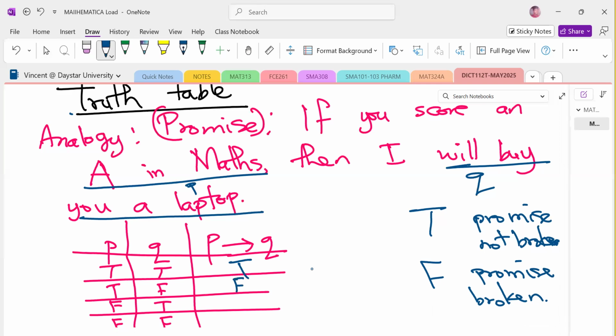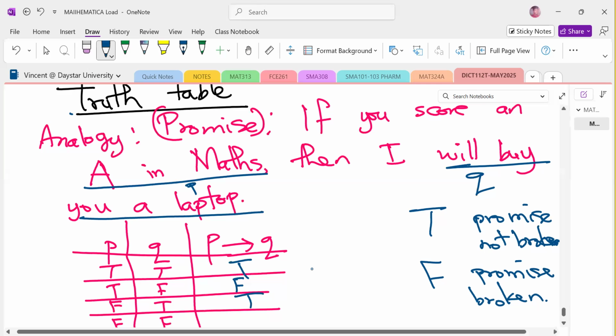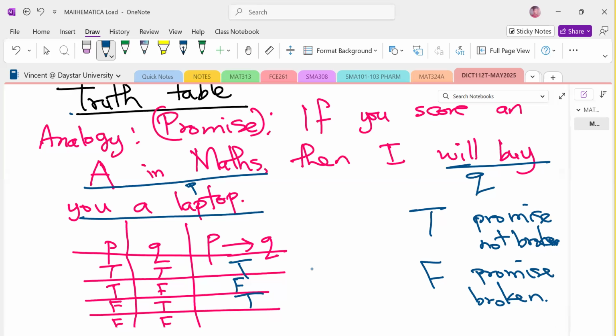In the third line, what does it mean? Is there a problem to you as a student? Will you make any noise against the person doing that? Unless you are abnormal. So there's no problem here. You will still enjoy life. And then the last line means, can you make any case against the person? No, there's no problem there. So this is T.